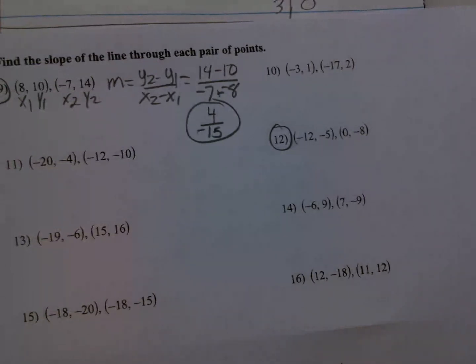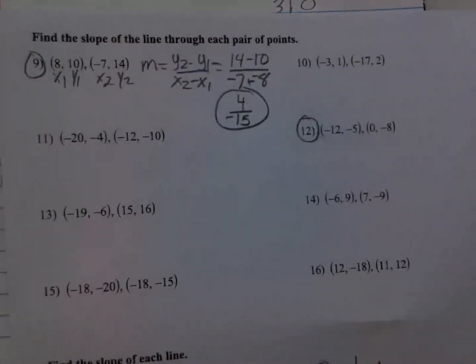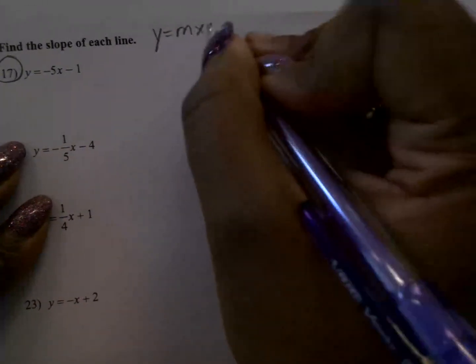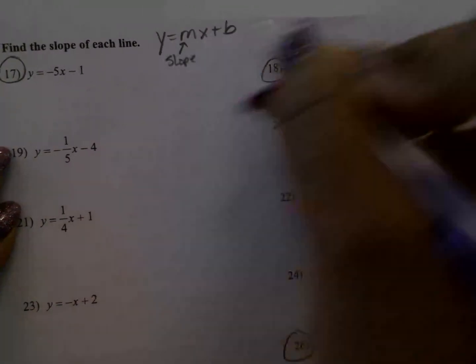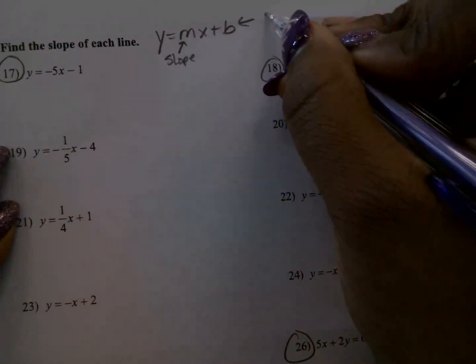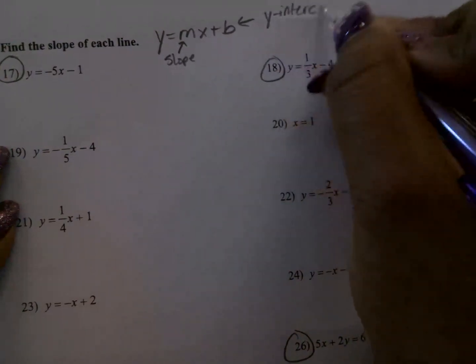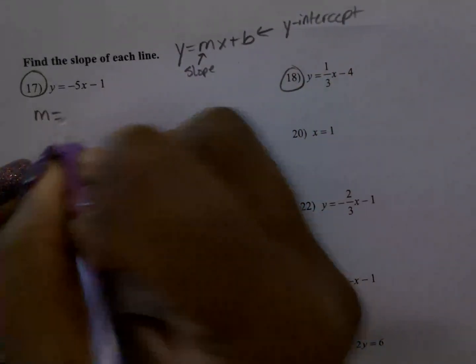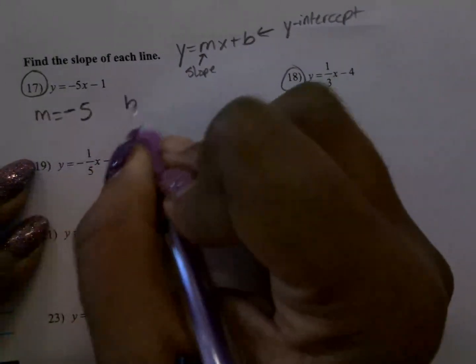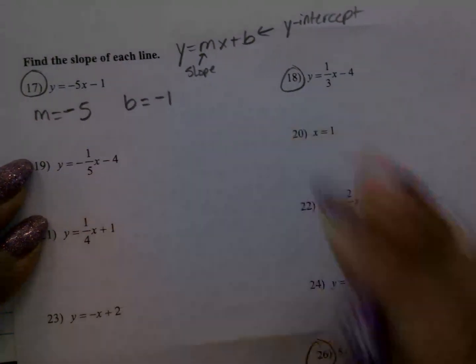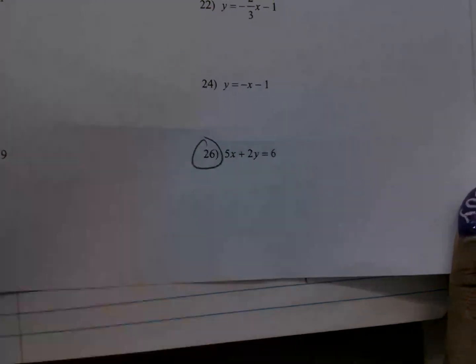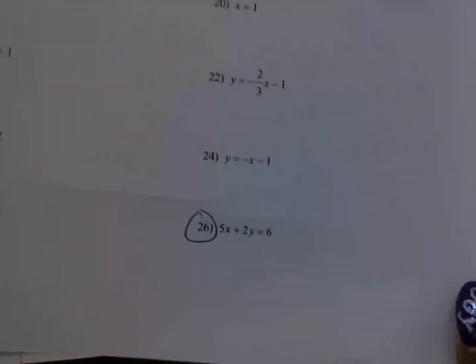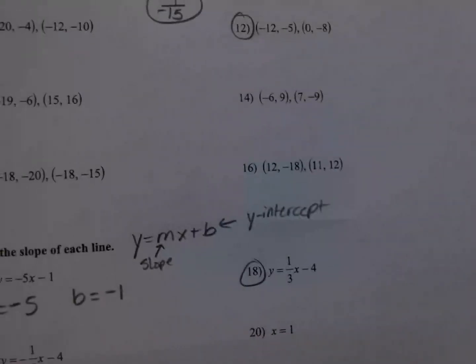That's what I need to see you do for number 12. Remember down here at the bottom, it's got to be written in slope-intercept form, y equals mx plus b. The number attached to the x is the slope. And the number that's off by itself with no variable attached to it is the y-intercept. So here, my m is negative 5. My b is negative 1. And I need to see that for number 18. And then number 26 is a little challenging. I want to see what you can do with that. I've already done an example in your foldable if you want to go back and look. That's what I need to see, please.